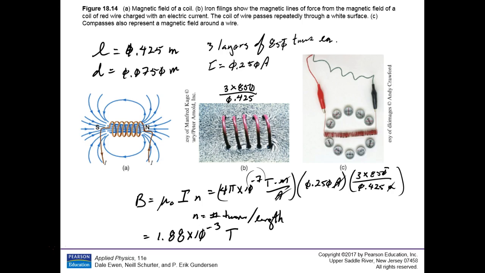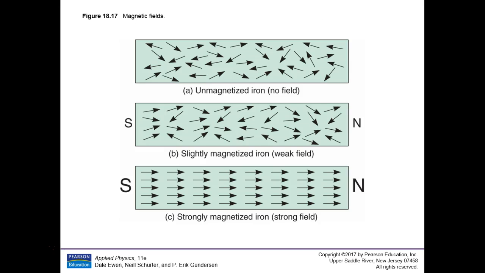Okay. Now, we talked about why magnetic materials are magnetic and others are not. This is basically what I was talking about.